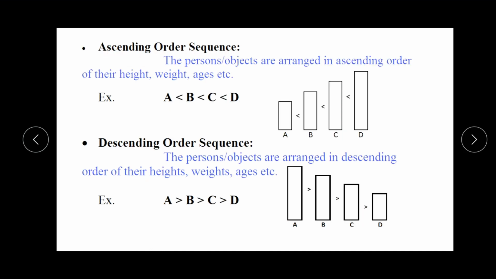Ascending order means if we are going from low to high, that is ascending order. A, B, C, D: in this, we are going up to high. Descending order: if we are going from high to low, that time it is called descending order. In this, we can see that we are going from high to low.